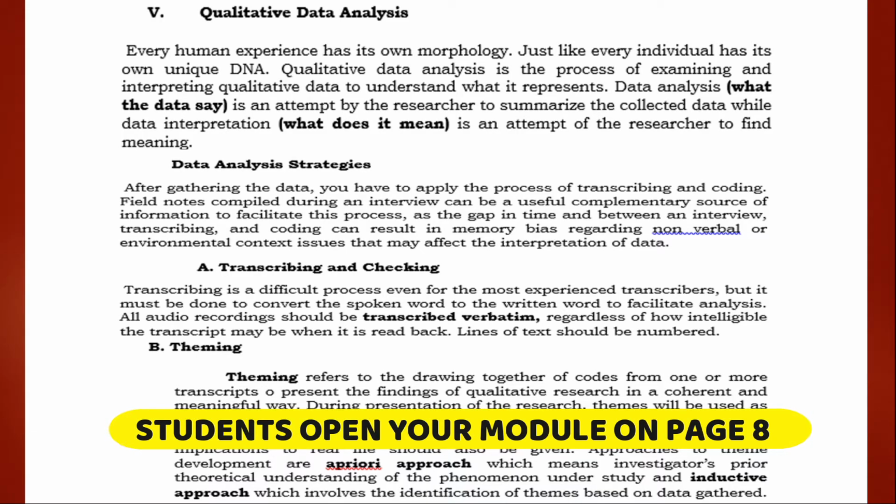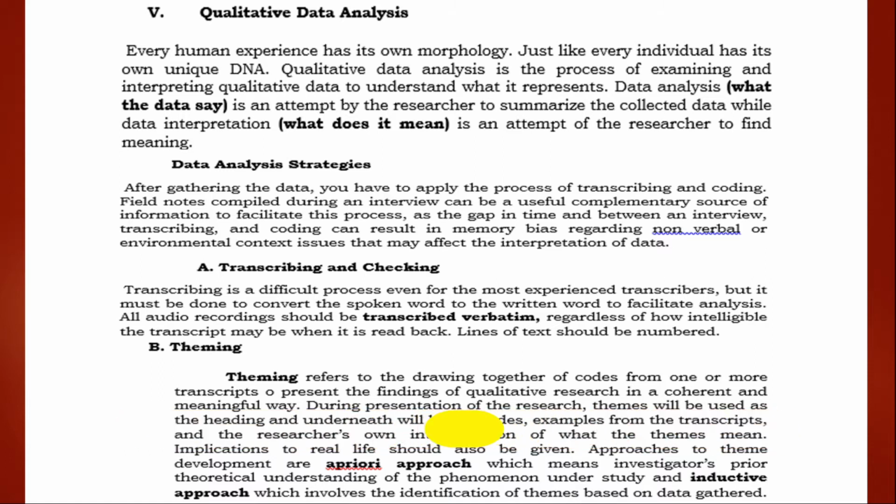For analyzing your data, you can use the following strategies. A. Transcribing and checking. Or B. Theming. Guide question: how to validate findings? Transcribing is the process of putting thoughts, speech, or data into written or printed form, while theming refers to the drawing together of codes from one or more transcripts.